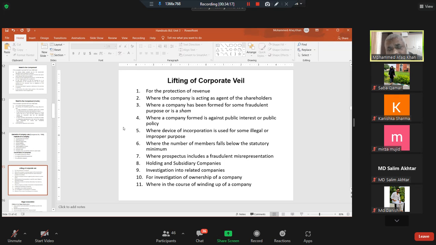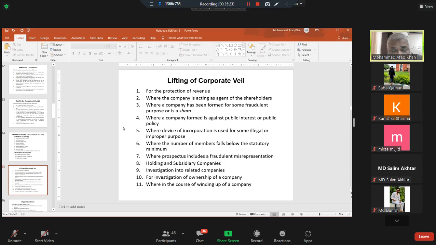So sometimes the company is formed by the shareholders as an agent to perform such functions, in order to serve their nefarious designs, whatever the shareholders, the members of the company or the promoters of the company may have. So they use the company as an agent to serve their personal motives. Where the company has been formed for some fraudulent purpose or is a sham, here also the investigative agencies will expose the real owners or the real members who formed the company, and those members will be held responsible.